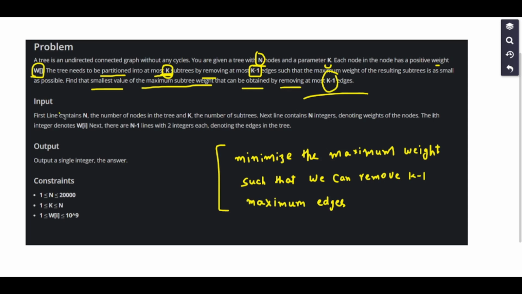So let's better understand the problem statement using an example. You can see that the number of nodes in any typical tree may go up to 20,000, while the number of partitions will lie between 1 and n, and the weight of any node may go up to 10 raised to the power 9. So let's keep this in mind, and let's understand the problem statement using an example.